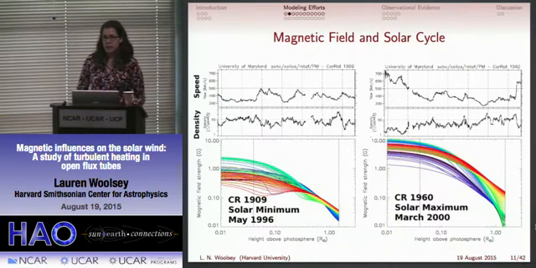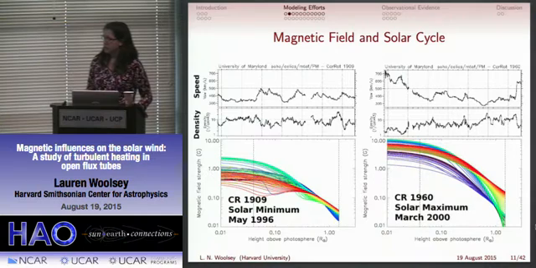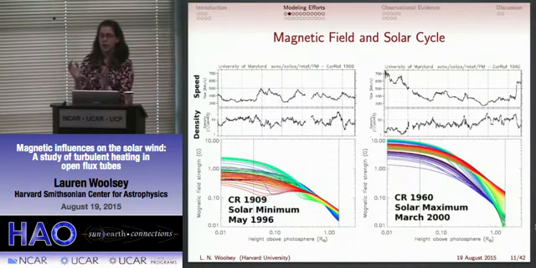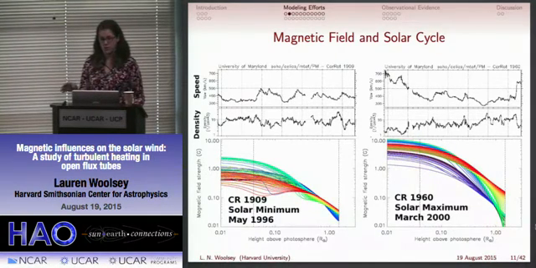So the first thing that we did to start our parameter study was to look at how the magnetic field changes over the solar cycle. What I'm showing here is just examples of potential field source surface extrapolation. So you have a magnetogram, the magnetic field at the photosphere, and you extrapolate up, assuming potential field, which again is a simplification in itself, but it's giving us a starting point. And just looking at how the magnetic field changes throughout the solar cycle.